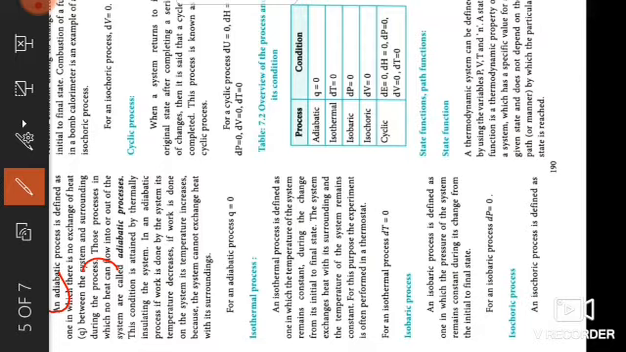So when work is done by the system, the temperature decreases; when work is done on the system, the temperature increases. So what is the condition, thermally insulating the system in an adiabatic process? If work is done by the system, the temperature decreases.